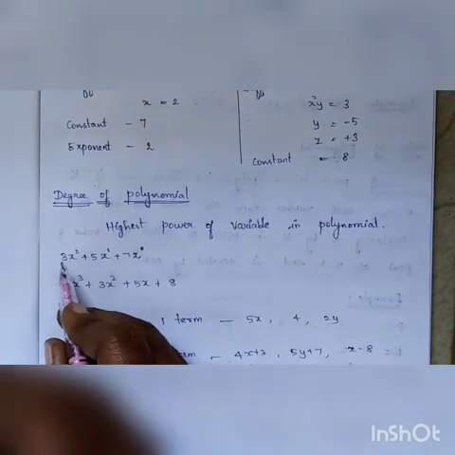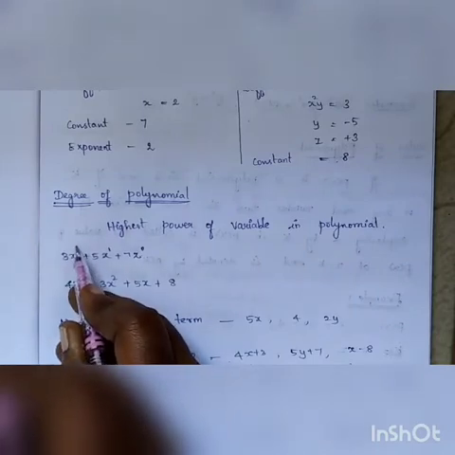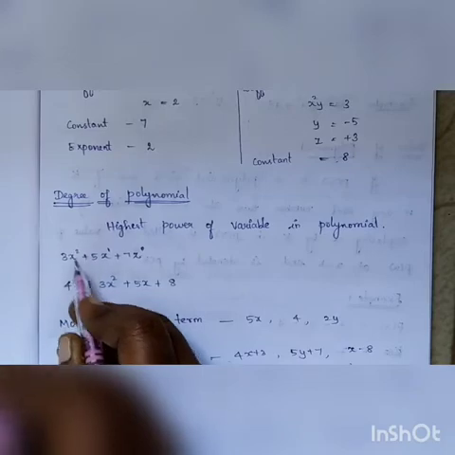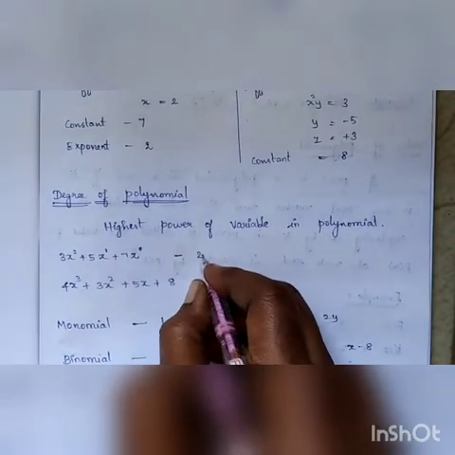So the highest value is at the place of 3x square here. So this is the degree of this polynomial. So the degree of the polynomial is 2 here.